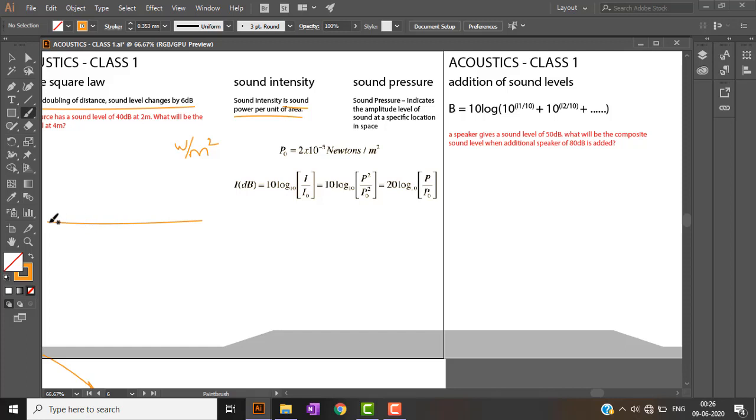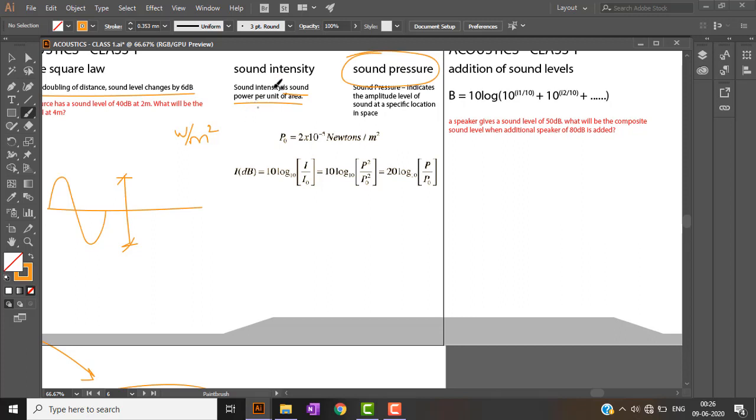So consider this a sound wave. Sound pressure will indicate the exact amplitude of the sound wave in space. So that's sound pressure level. You need not concentrate on sound pressure level that much. It's secondary to the sound intensity. First understand the concept of intensity very well. Intensity's threshold is, we know, 10 raised to minus 12 watt per meter square. Similarly, pressure has a threshold of 2 into 10 raised to minus 5 newtons per meter square, or 2 into 10 raised to minus 5 Pascal. Newtons per meter square is also known as Pascal.